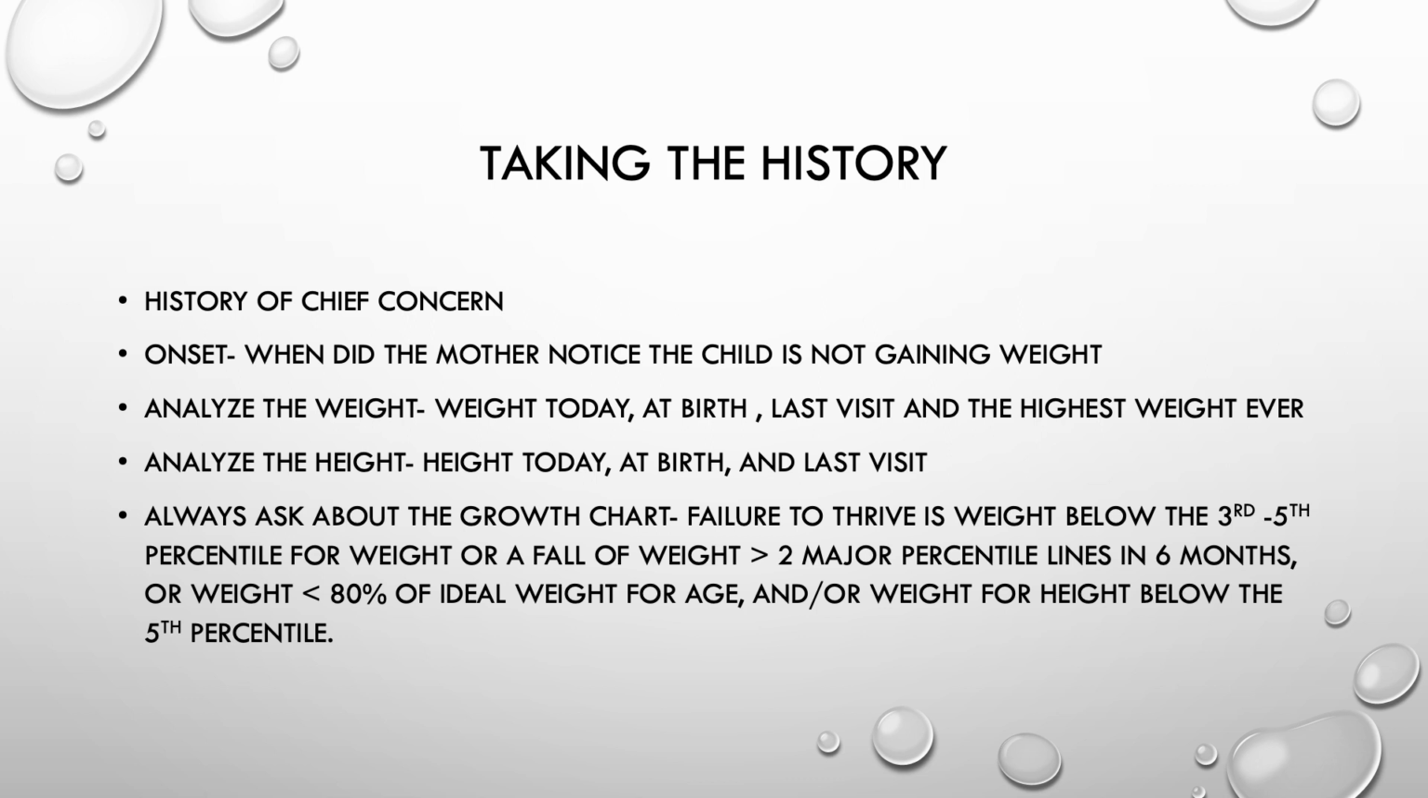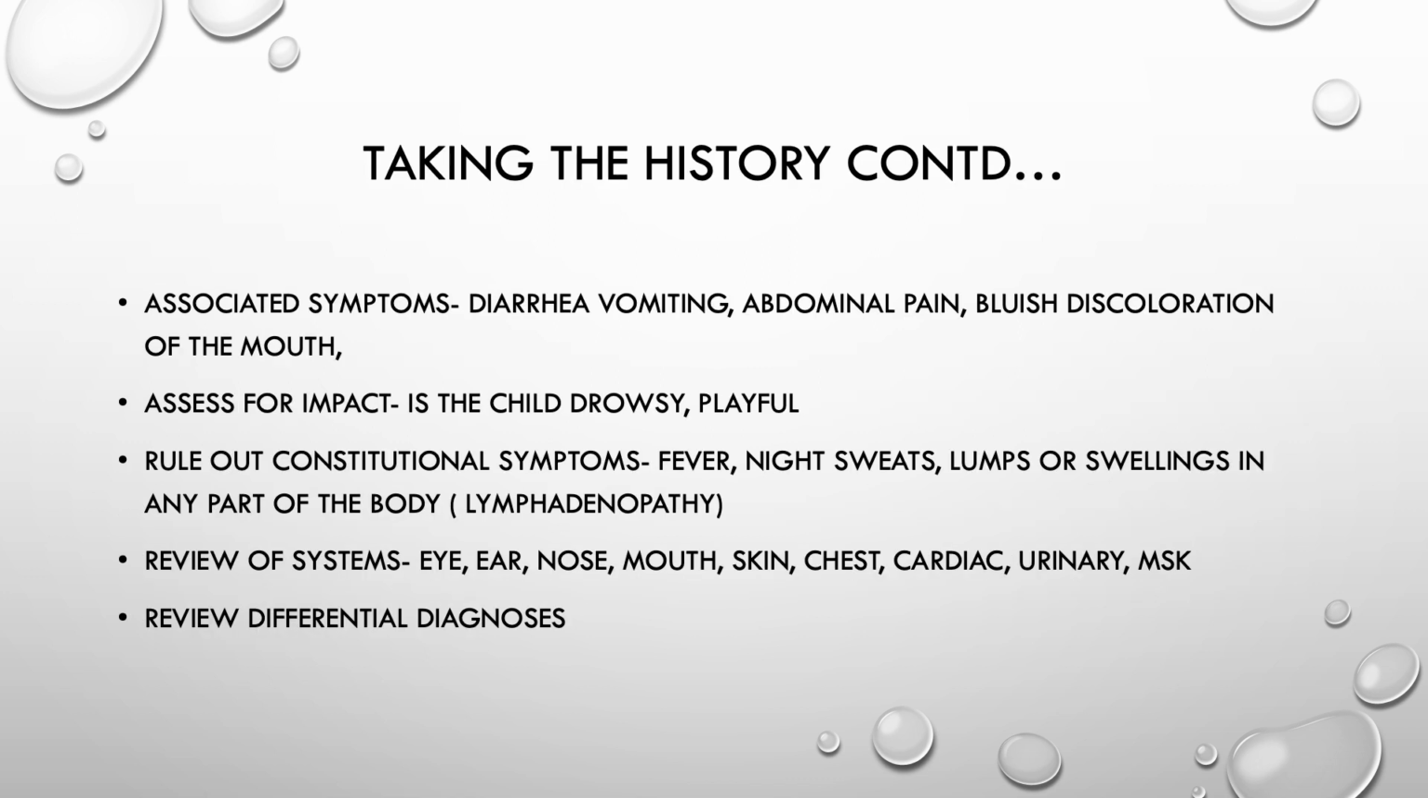So failure to thrive is weight below the 3rd to 5th percentile for weight, or a fall of the weight greater than 2 major percentile lines in 6 months. Could also be weight less than 80% of the ideal weight for age, and or weight for height below the 5th percentile. So these are like various definitions. You can always pick which of them is easy for you to recall and discuss with the patient, that the patient actually understands. Then, continuing your history, you want to ask about associated symptoms if present.